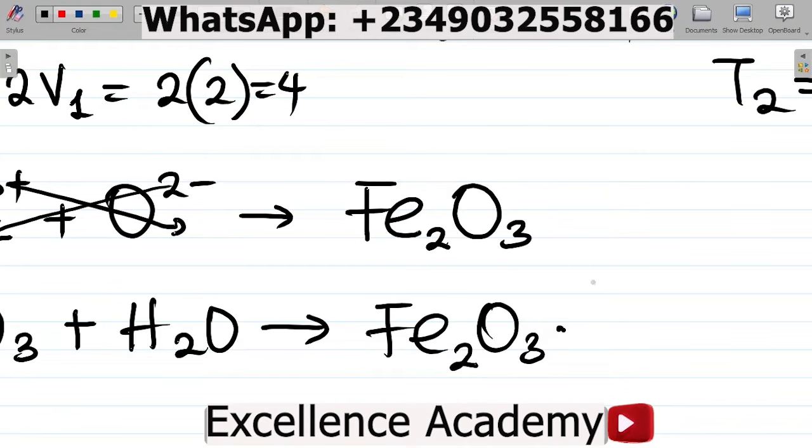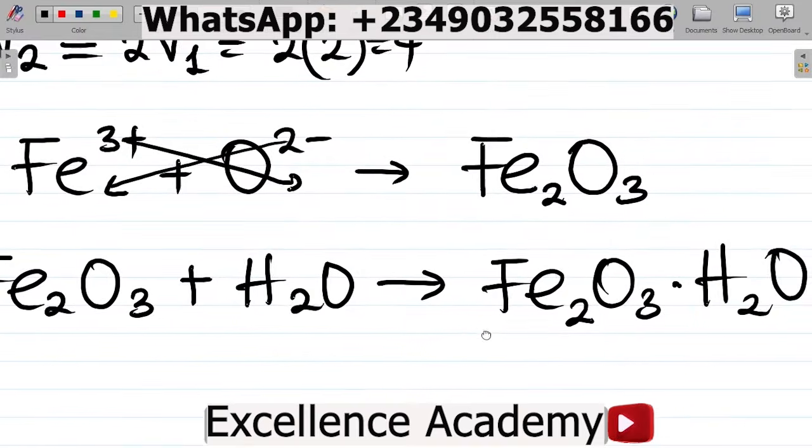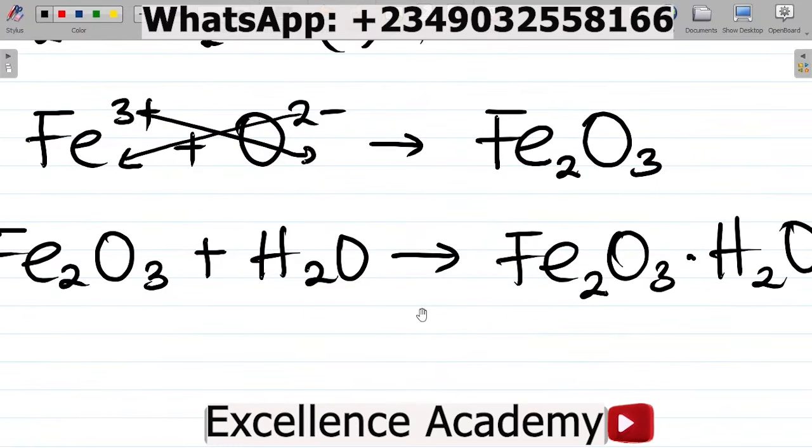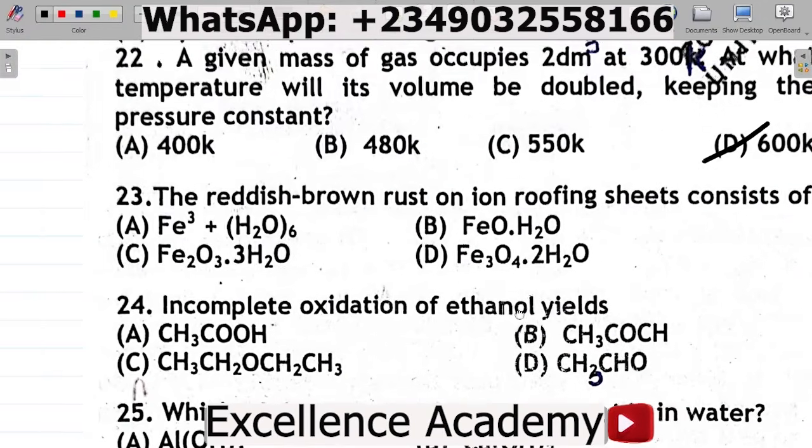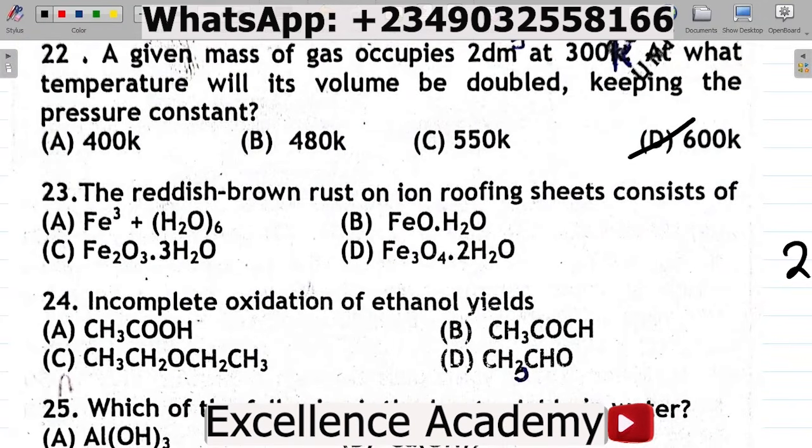Fe2O3·H2O. So you have this. You'll be having something that looks like this. If we compare this to the options there, the correct option is C. This is the same thing, just having 3 molecules of water, which is still the same thing. The answer there is C.